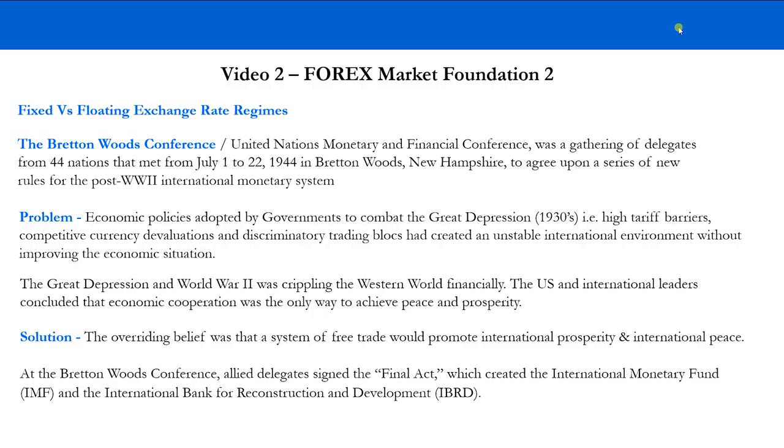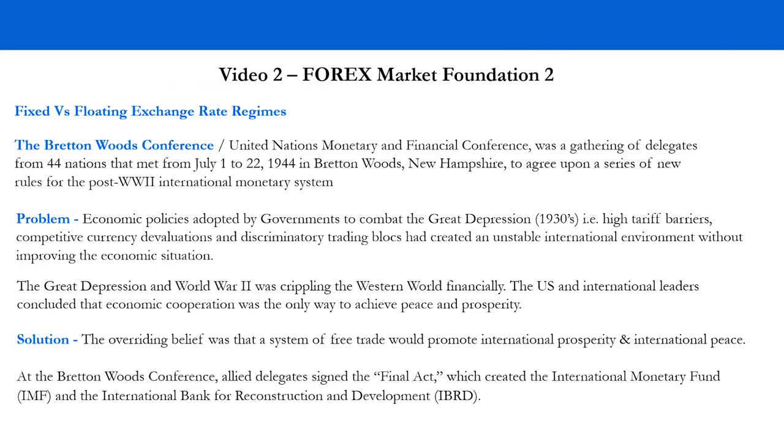And first we have to look at the history. Okay, so we're going to look at the history of fixed and floating exchange rates, and really the beginning of modern macroeconomics started during the war, during World War II, in 1944 at the Bretton Woods Conference, where there were 44 nations from around the world that met at Bretton Woods in New Hampshire in the US, and they were there to agree upon a series of new rules for the post-war, post-World War II international monetary system.